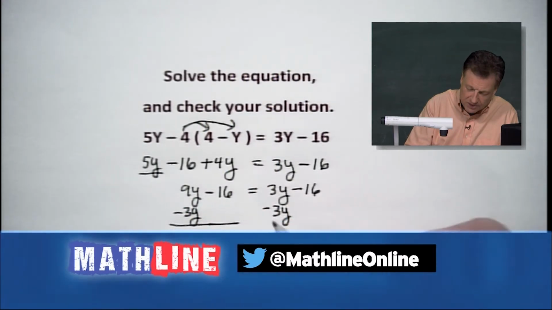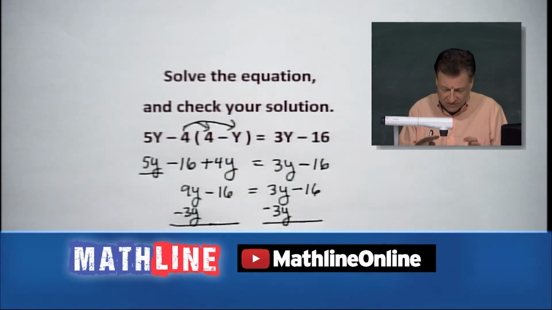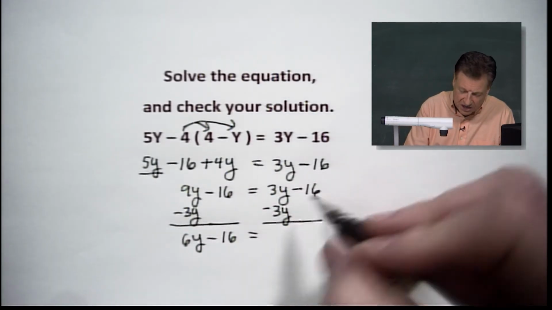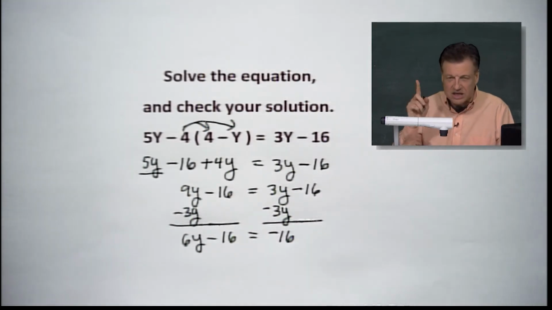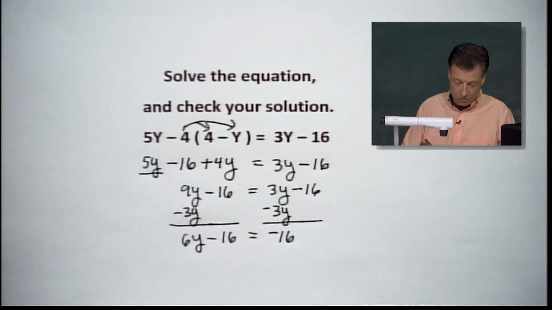Again, good old properties of equality, subtraction this time. Take away from the right, you've got to take it away from the left. I'm seeing 6y minus 16 equaling a negative 16. Be sure you keep that sign or else you'll really get a goofy answer. A not good answer at all. So now everybody's going, wait a minute, we had 16.